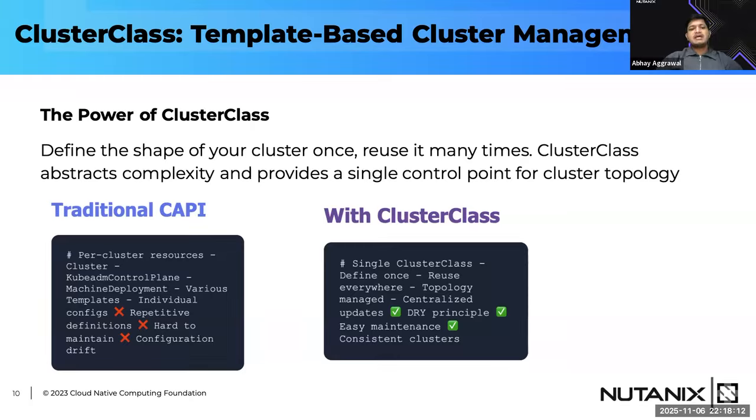So imagine you're running a SaaS platform. Each customer gets their own Kubernetes cluster. You have a ClusterClass called customer-cluster. When a new customer signs up, your automation creates a cluster referencing that ClusterClass. Customer name becomes a label. Done. The cluster provisions automatically with all your standard security, network, and policies. When you need to update all customer clusters, maybe a security patch, you update the ClusterClass. CAPI rolls the update to all clusters automatically.